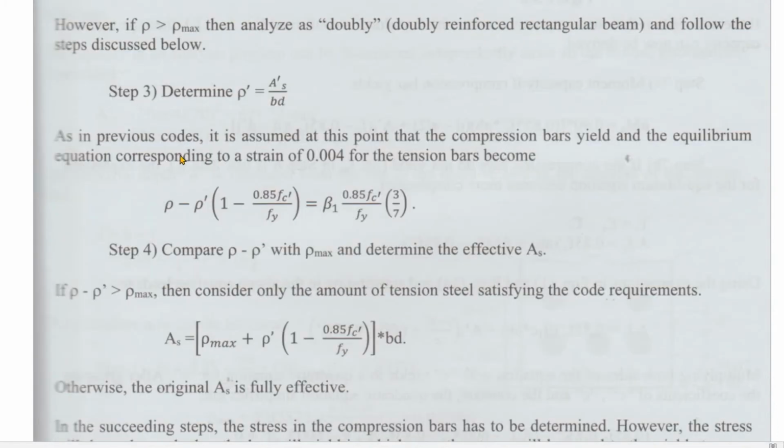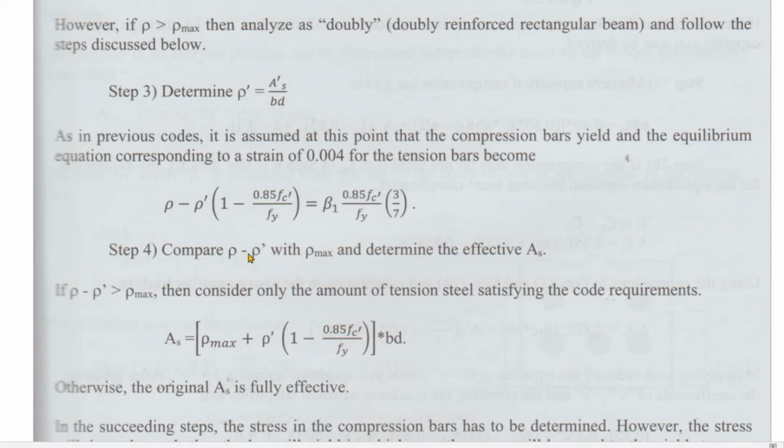As in previous codes, it is assumed at this point that the compression bars yield and the equilibrium equation corresponding to a strain of 0.004 for tension bars become beta 1 times 0.85 f'c all over Fy times 3 all over 7. And then step 4, compare rho minus rho prime with rho max and determine the effective AS.